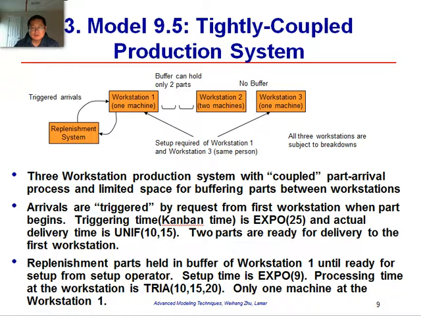A tightly coupled production system comes from the Toyota production system. In such a system, there is limited or no buffer between workstations. The part is requested from the workstation to the replenishment system through Kanban. So the idea here is that the downstream process requests material from the upstream process.